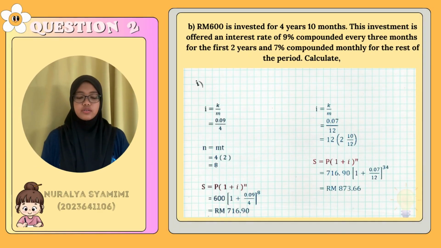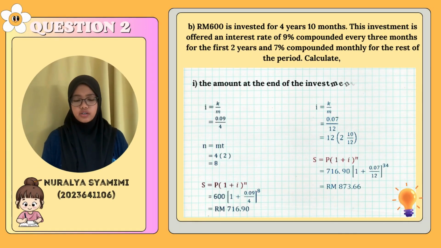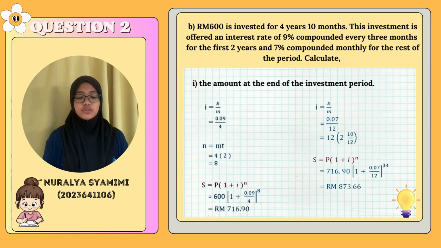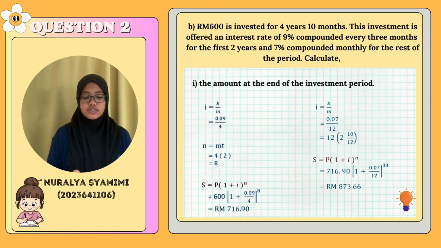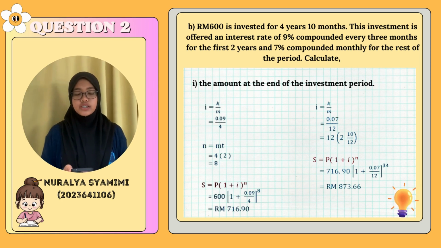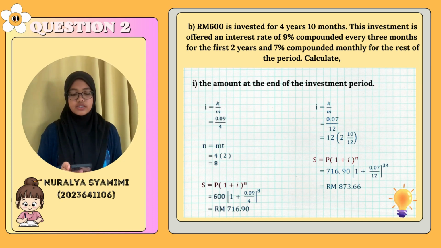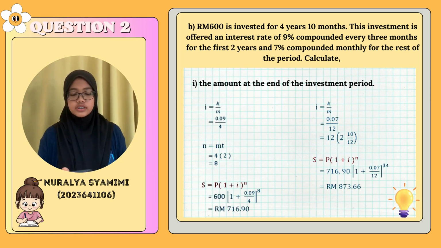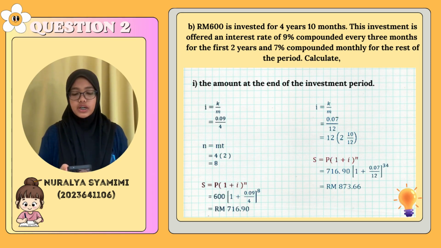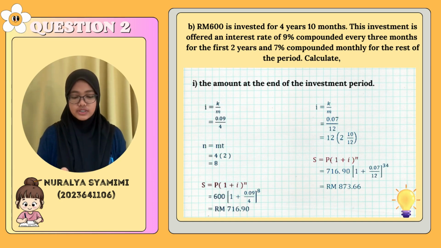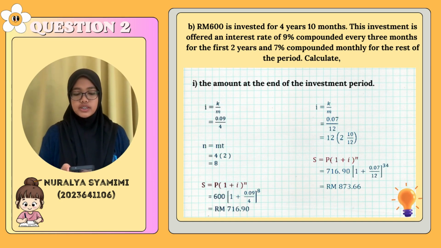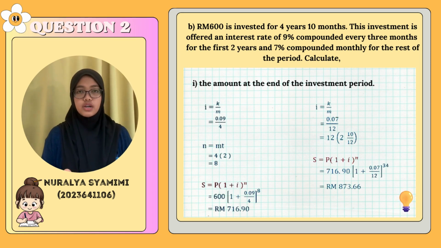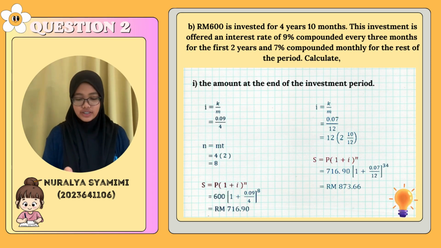For question B, we need to calculate the amount at the end of the investment period. So find for the first 2 years and use the same formula as in A. And we get the answer is S equals 760 ringgit 90 cents. Then calculate for another 2 years 10 months with the same formula and get the answer. The answer is 873 ringgit 66 cents. The second point, we need to calculate the interest earned. So we use formula I equals 873 ringgit 66 cents minus 600 and get the final answer, which is 273 ringgit 66 cents.